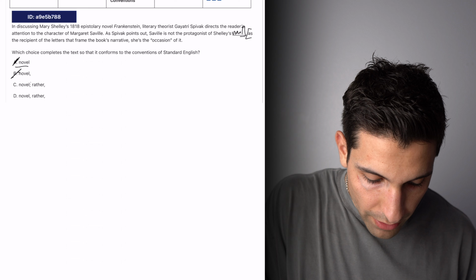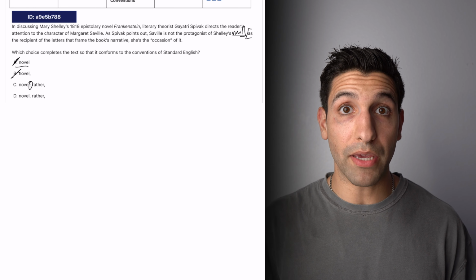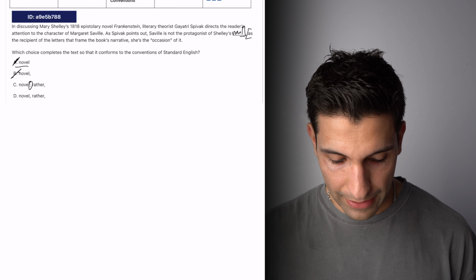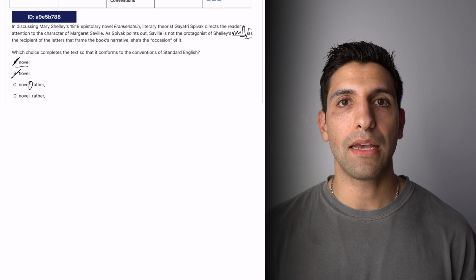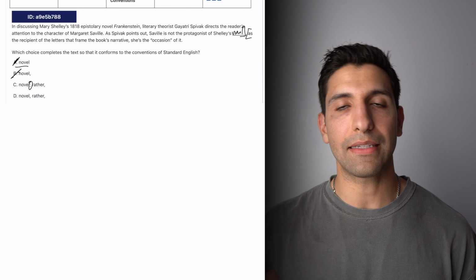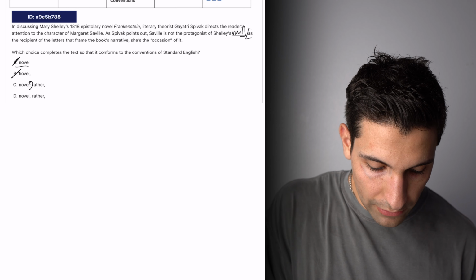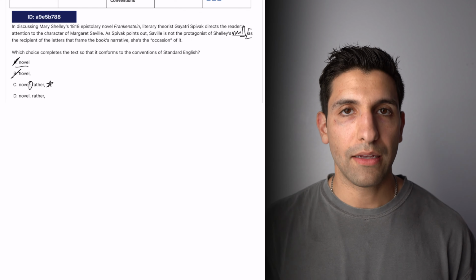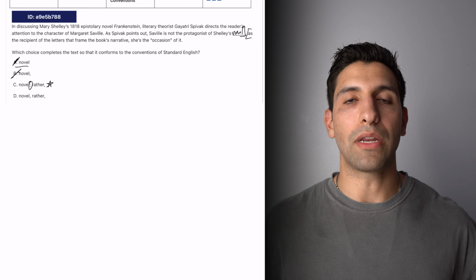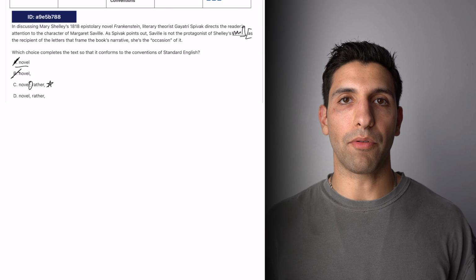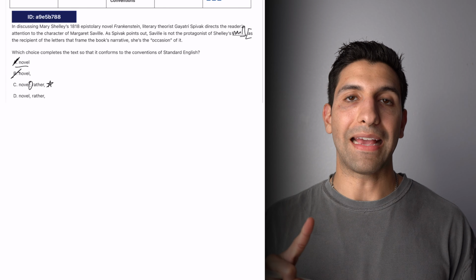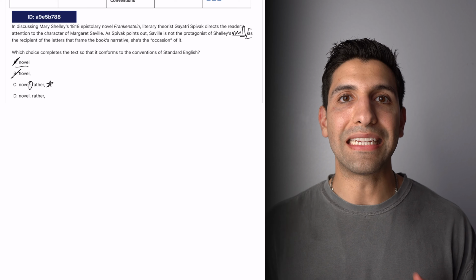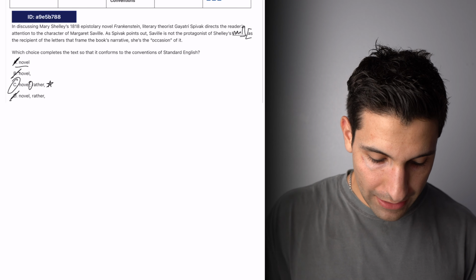C, we have "novel," semicolon, which is just like a period, and then we have "rather," comma, "as the recipient of the letters," and so on. That makes complete and total sense. The comma is setting off the introductory phrase, and then it goes into the independent clause. So C looks like it could work. Then we have D, "novel," comma, "rather," comma. Again, that's going to create a comma splice. We need to have two independent clauses separated by either a period, a semicolon, or a comma and a FANBOYS coordinating conjunction. And D does none of those things, so D is out. So C is the correct answer.